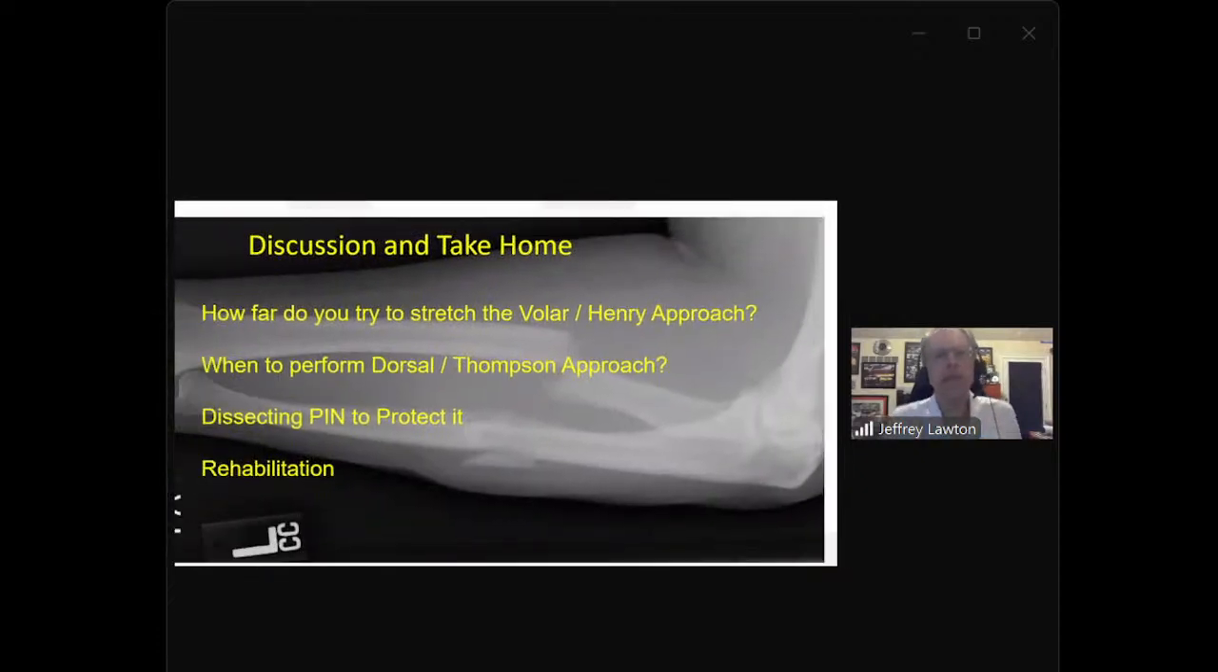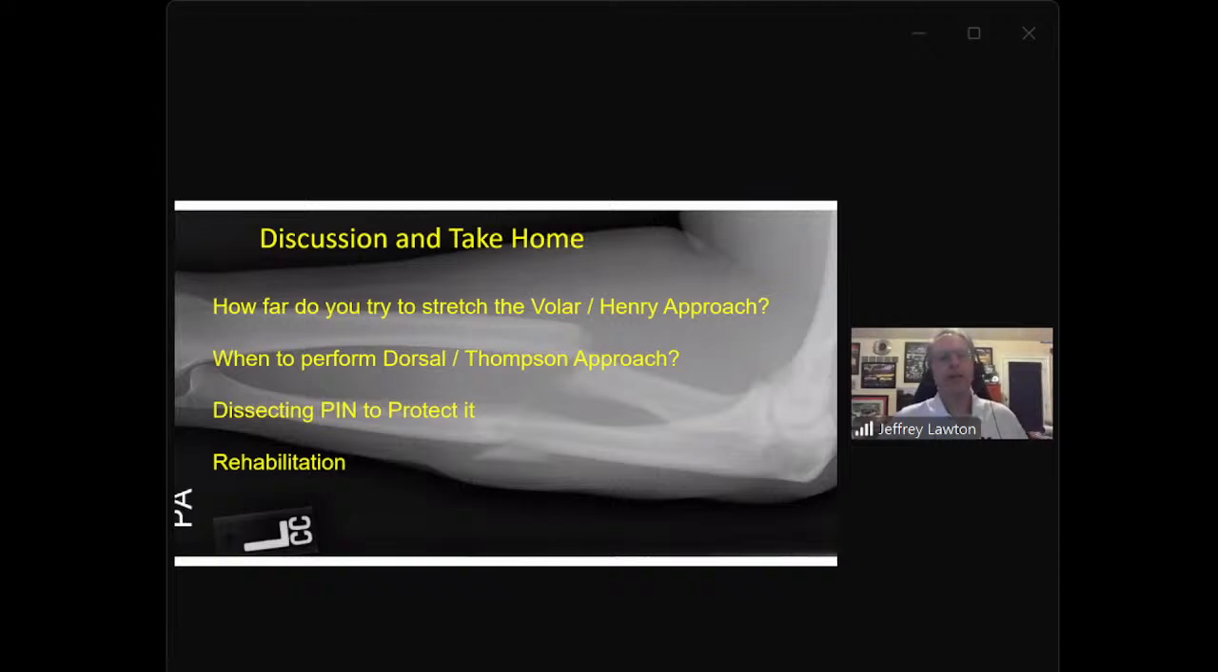So, the take-home points in the discussion: think in your own practice about how far you want to stretch a volar or Henry approach, and when to perform a dorsal or Thompson approach. I certainly encourage you to dissect out the posterior interosseous nerve and protect it, versus the traditional move of moving the arm and hoping it gets out of your way. And then again, an eye towards rehabilitation as you're doing your surgery.